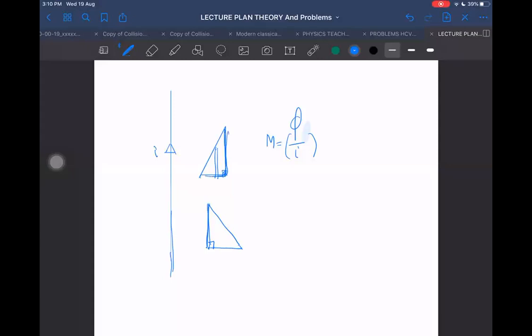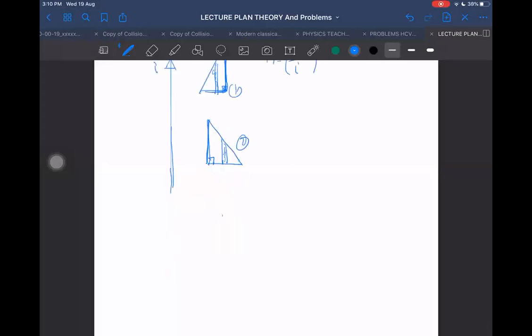And in both these cases, you try to find out the flux through this. Once you are able to do that, then you can find out the mutual inductance for the one case and for the second case. And once you are able to find for these two cases, then you can find out the flux for this triangle also. Why? Because it is also composed of two parts, one triangle and the second triangle.